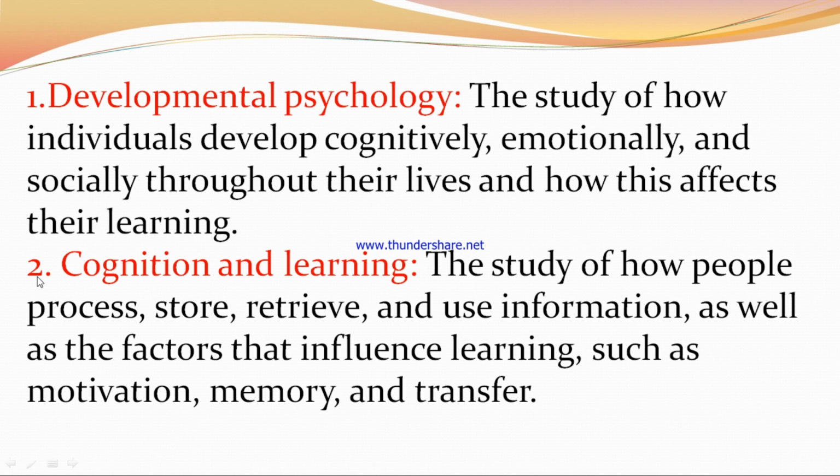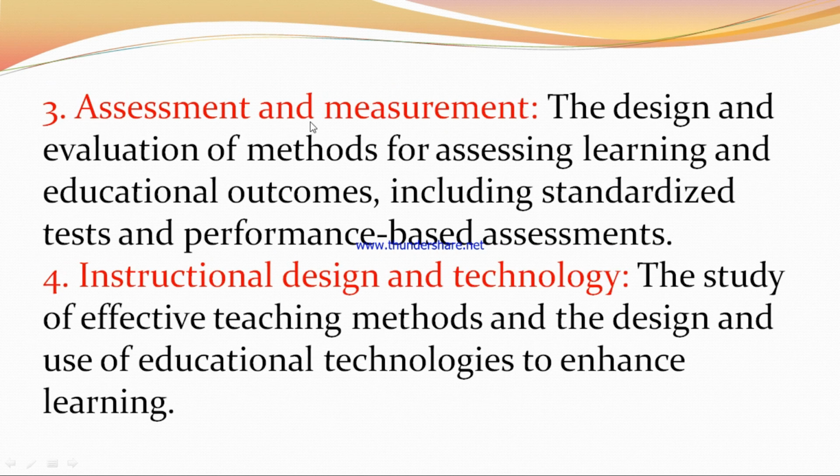their learning. Second one is cognition and learning, the study of how people process, store, retrieve, and use information, as well as the factors that influence learning, such as motivation, memory, and transfer. Third one is assessment and measurement, the design and evaluation of methods for assessing learning and educational outcomes, including standardized tests and performance-based assessment.